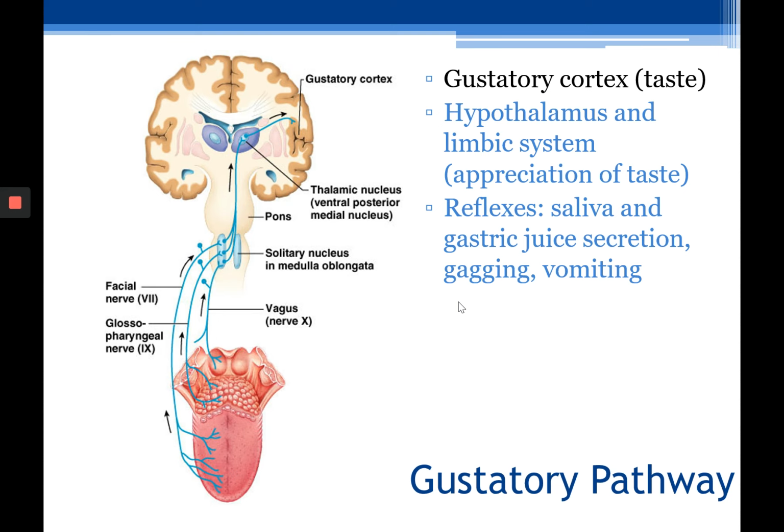The gustatory cortex, again, is the main place where we process taste, but it communicates with the hypothalamus and the limbic system. There are also reflexes controlled, for example, by the hypothalamus, like the secretion of saliva, gastric juice secretion, gagging, and vomiting. That has to do sometimes with taste, but here you see the basic gustatory pathway: from the tongue to the medulla oblongata, up to the thalamus, and then out to the insular lobe, where there is the gustatory cortex.